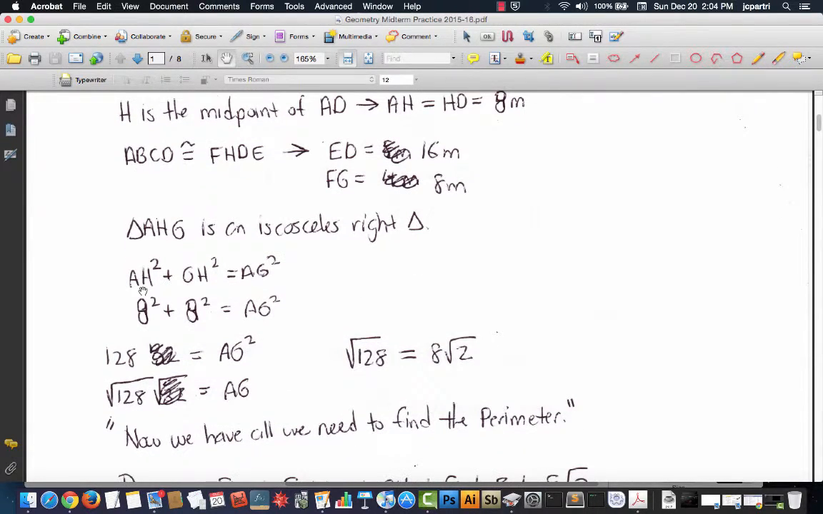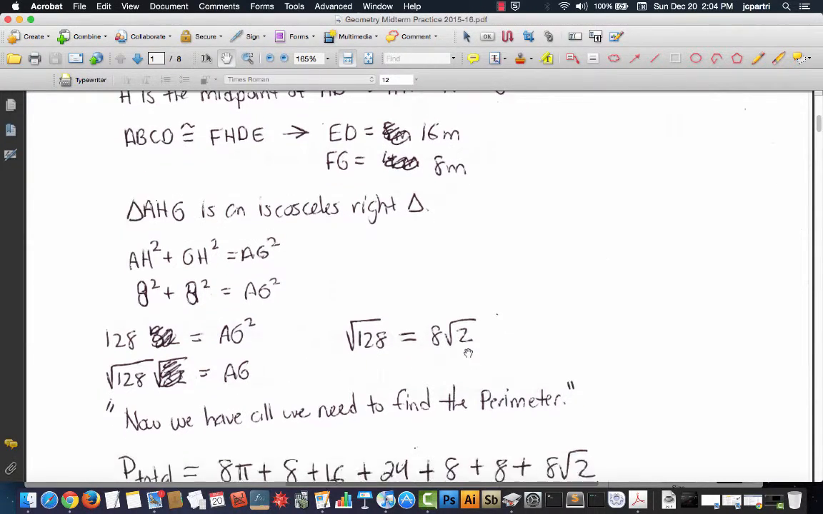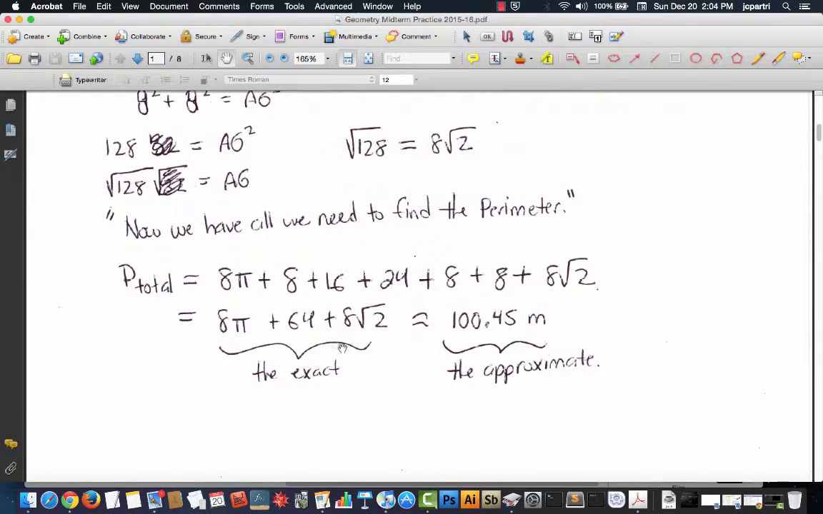So this means AH squared plus GH squared is AG squared. 8 squared plus 8 squared is AG squared. So 128 is AG squared. So AG is the square root of 128, which can be simplified into 8 square roots of 2. And now we have everything we need to get the perimeter. We just substitute in everything that we know now.